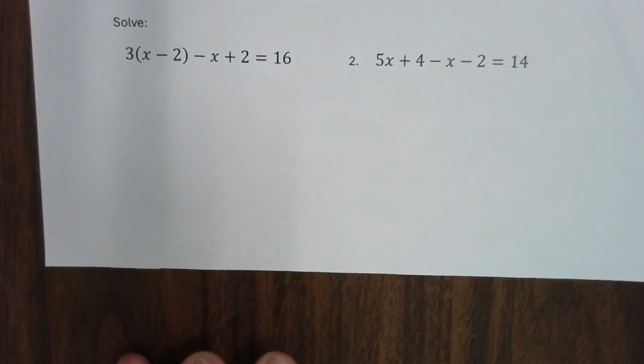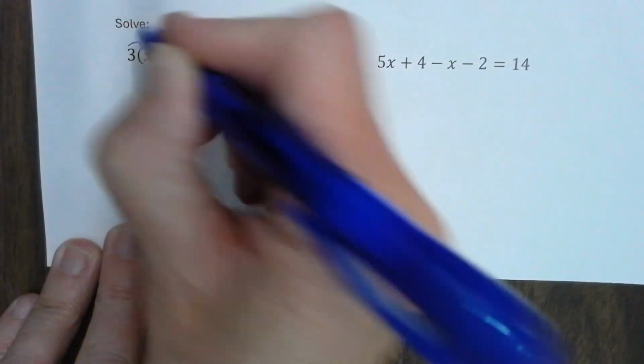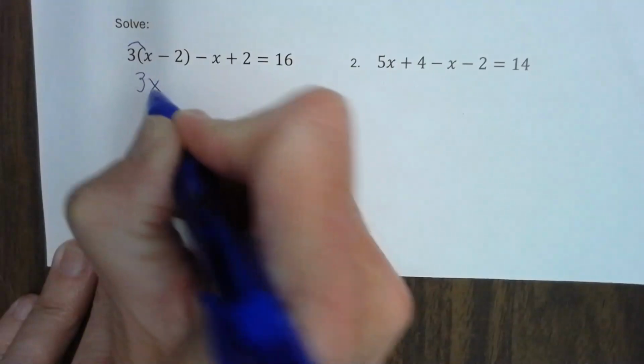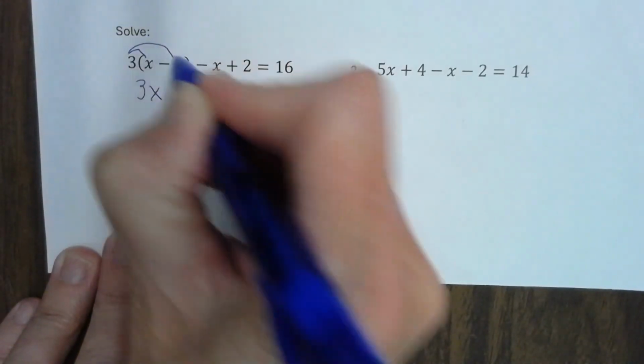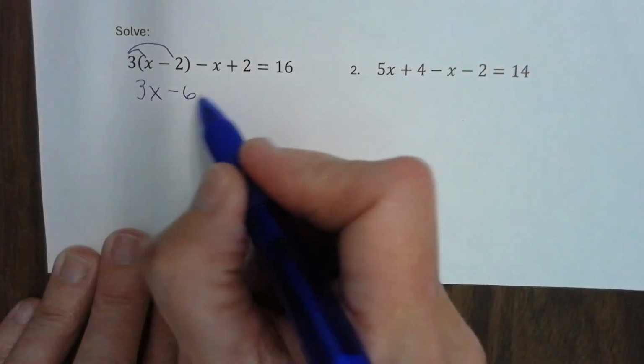Come up with 2 problems. So here we go. First one, we distribute. Distribute means multiply. 3 times x is 3x. 3 times negative 2 is negative 6, so I just make that minus 6. Bring everything else down.